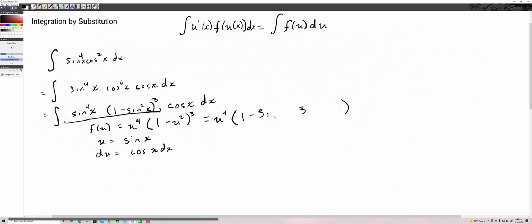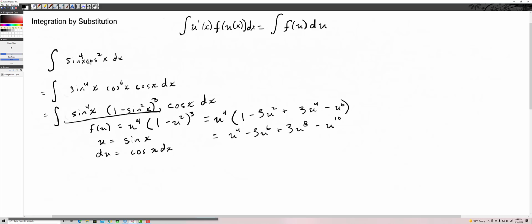So this is going to be 1 minus 3u squared, plus 3u to the fourth, minus u to the sixth. We're going to continue to distribute here, so that's u to the fourth minus 3u to the sixth plus 3u to the eighth minus u to the 10th. Good God. Okay, so here's our f of u, right?